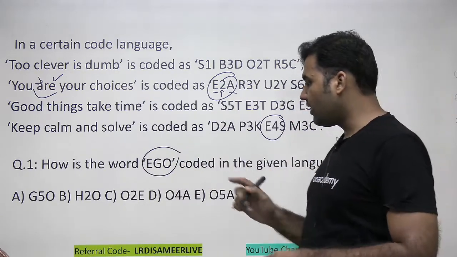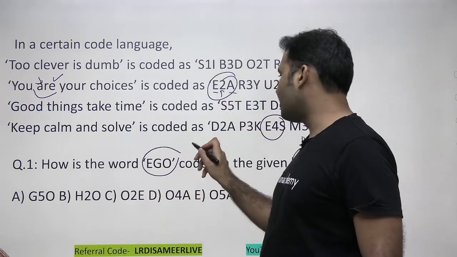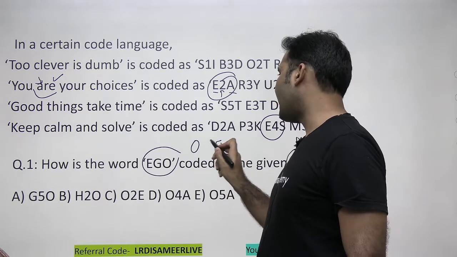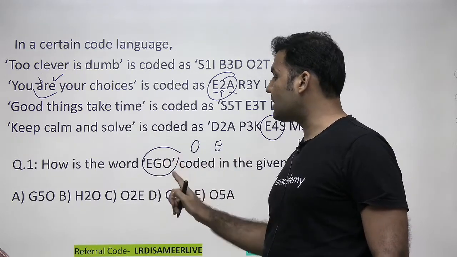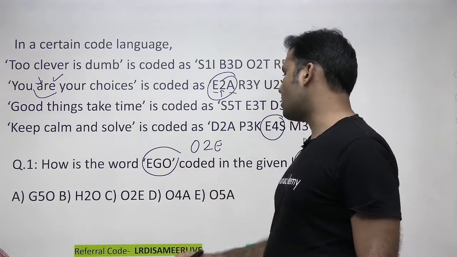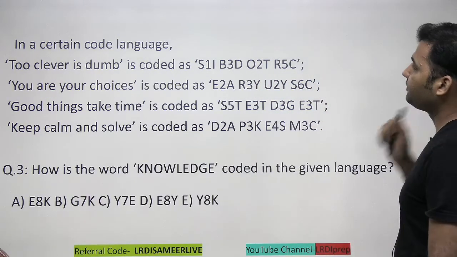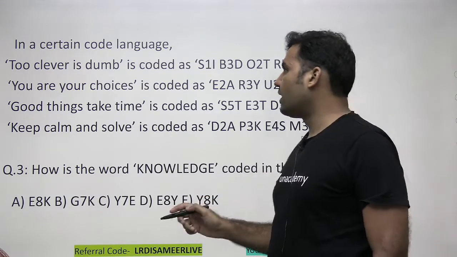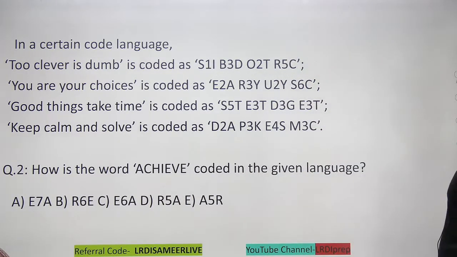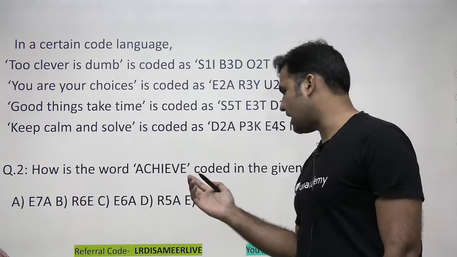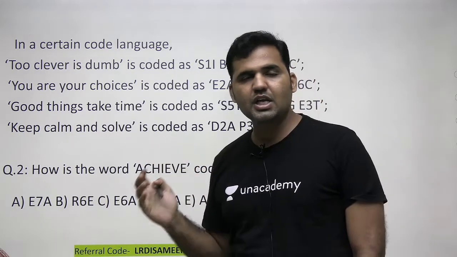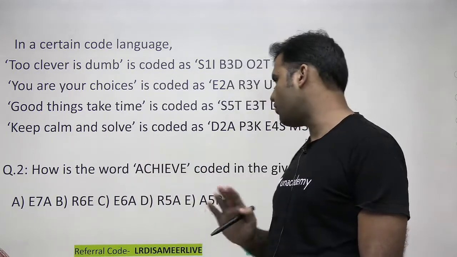Now, using this, if I have to make a code for this, O will be the first, E will be the last, and in between, I'll be having a number one less than the 3 letters, that is 2. O2E, that is option C, would be the correct answer of the question. Now, look at the next question. How is the word achieve coded in the given language? Again, very easy now. Once you decode the whole pattern, the question becomes very, very easy.